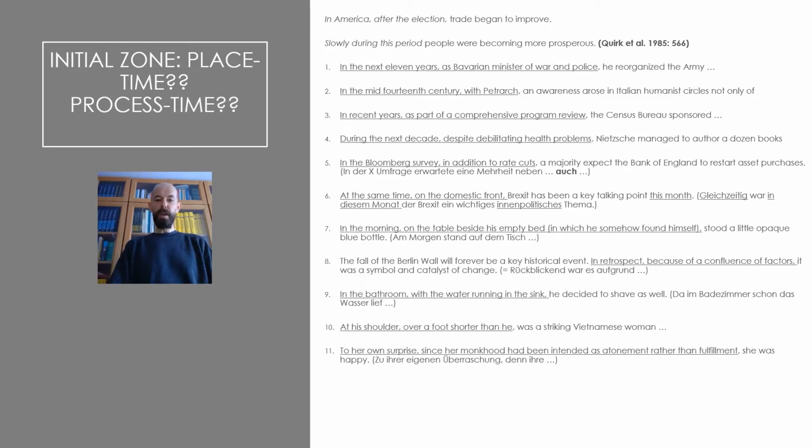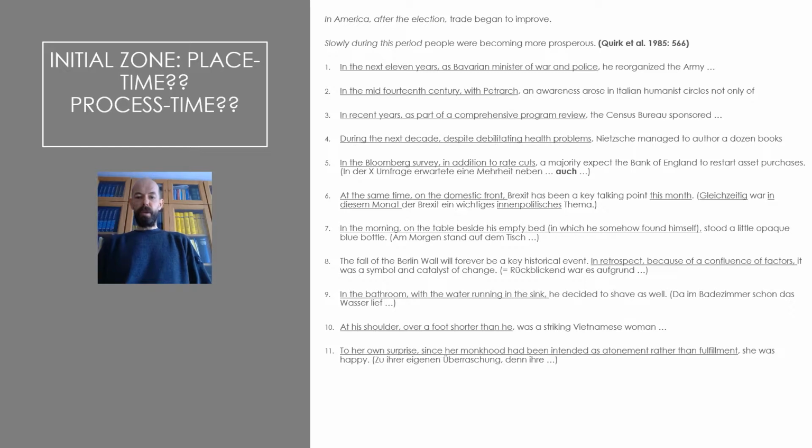The fall of the Berlin Wall will forever be a key historical event. In retrospect, because of a confluence of factors, it was a symbol and catalyst of change. Rückblickend in German war es aufgrund. So you can see again, if you encounter a German sentence like this, you can put both adverbials in initial position. In the bathroom with the water running in the sink, he decided to shave as well.